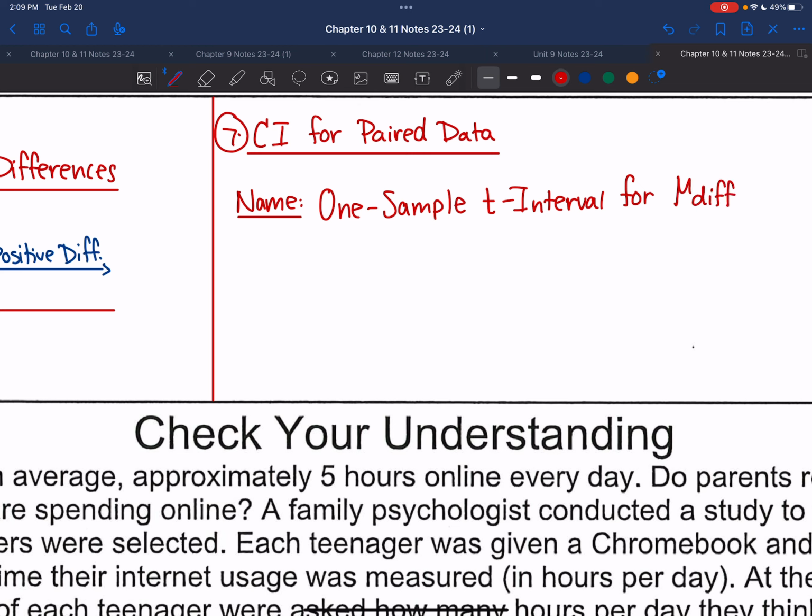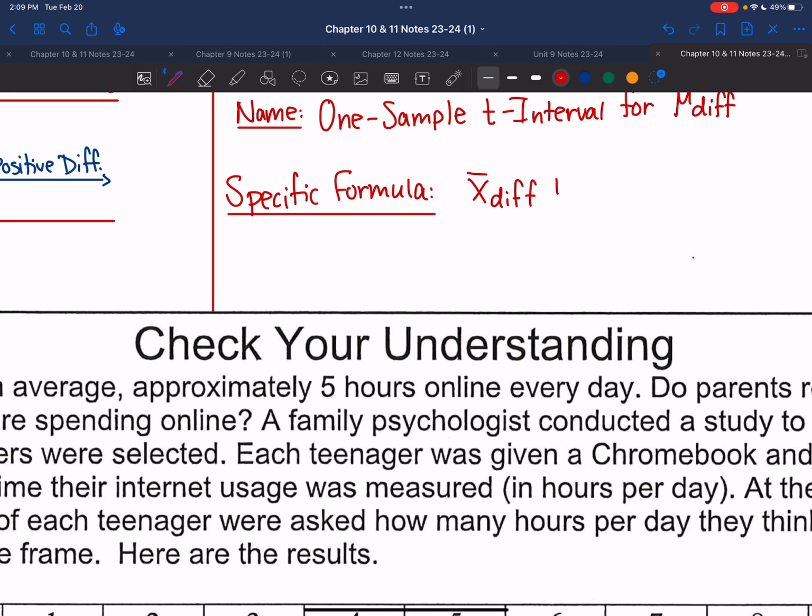All right. And now the specific formula. Basically the same thing as it's always been. It's just X bar diff plus or minus your T star times S diff over root n.